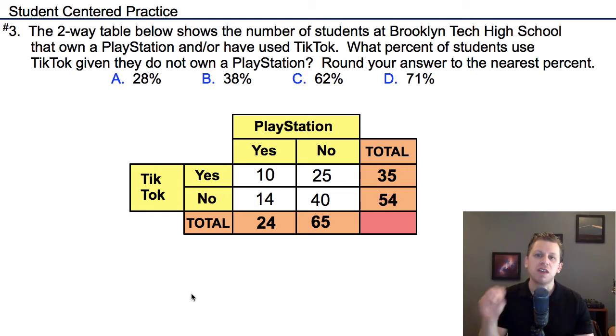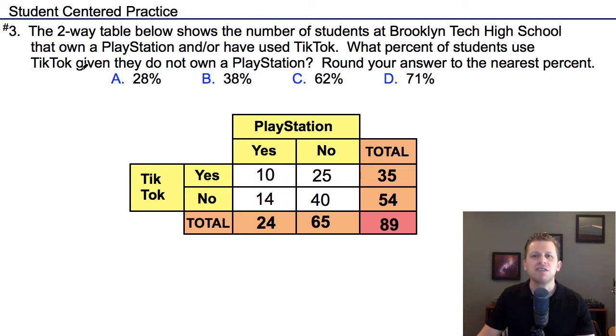To find the total, we have 3 ways to do that. We can either add these 2 frequencies, we can add these 2 marginal frequencies, or we can add these 4 joint frequencies. 24 plus 65 looks like it would be 89. I can check that 35 plus 54 is 89, and it does, so I didn't make a mistake.